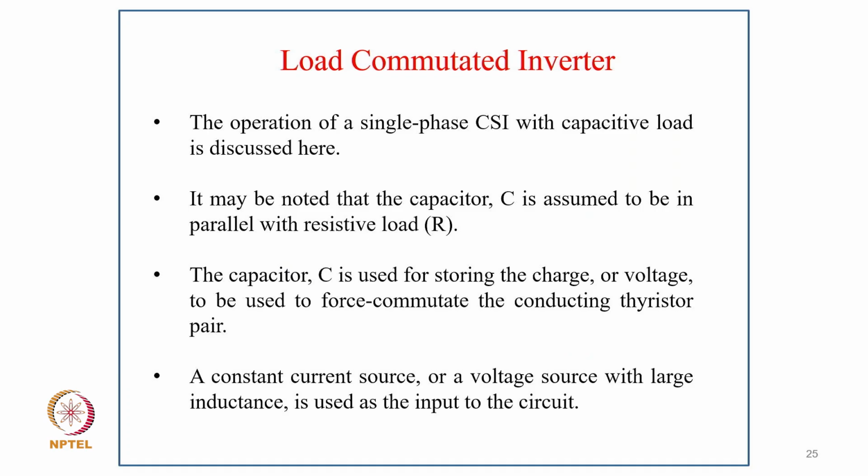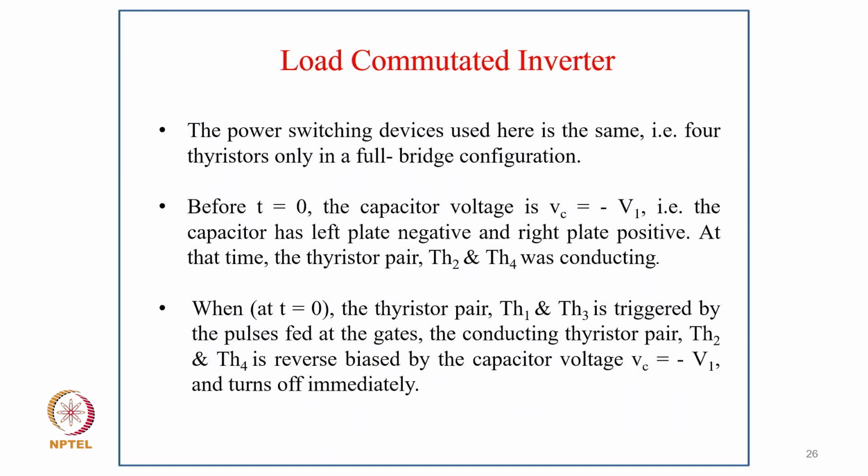The operation of a single phase current source inverter with capacitive load is discussed here. It may be noted that the capacitor is assumed to be in parallel with the resistive load, and the capacitor C is used for restoring the charge or voltage to be used to force commutate the conducting thyristor pair, and a constant current source or a voltage source with large inductance is used at the input to the circuit.